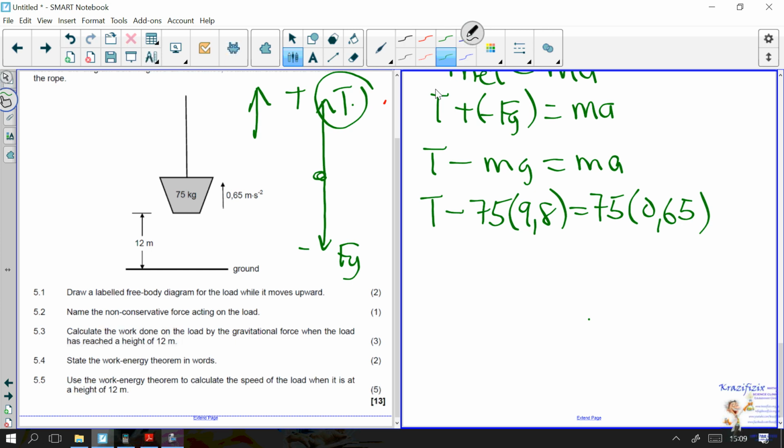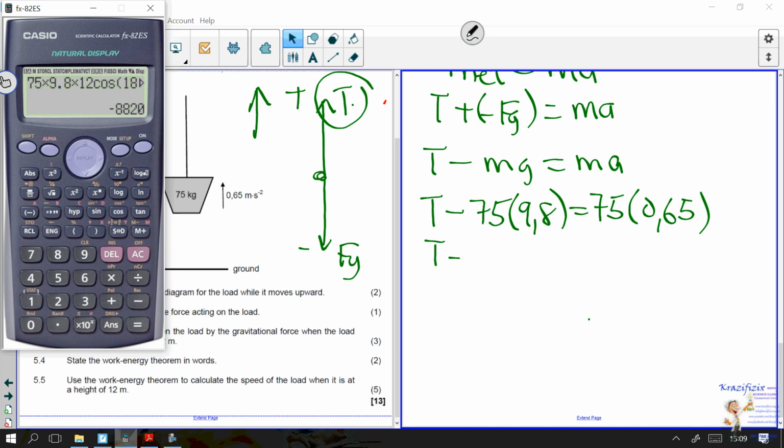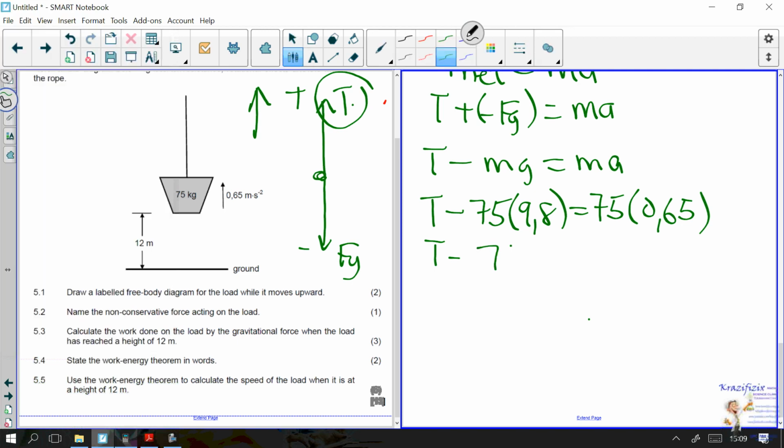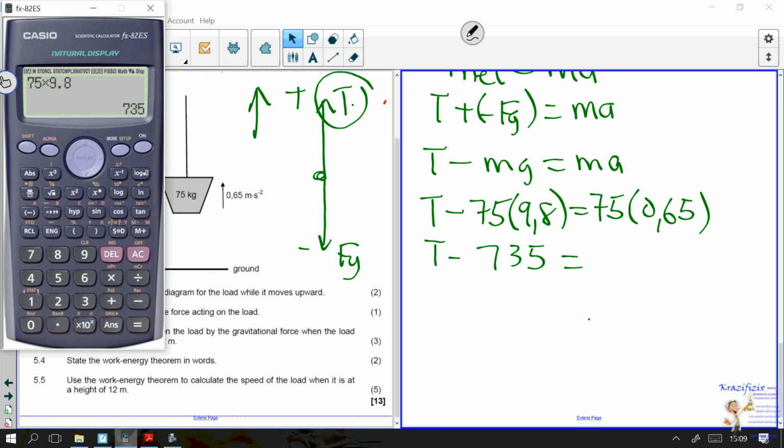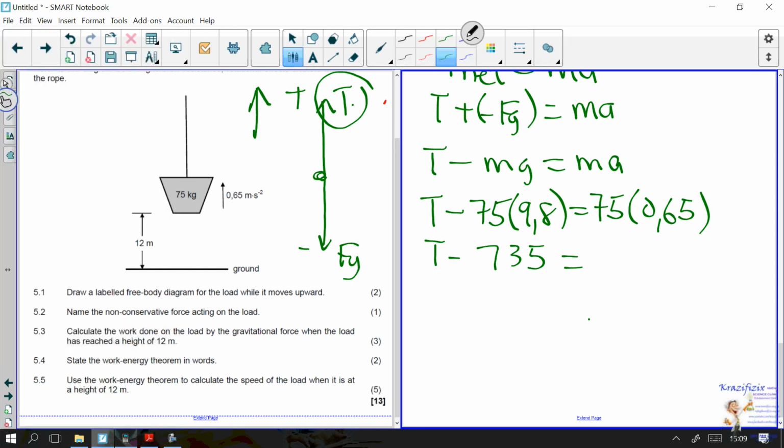Once you get your tension, it becomes very easy now. For somebody who really cannot see a whole lot of things, it's easier to just run through this way. 75 times 9,8. What would that give us? 735. 735 equals to, let's do the next one. What is that? 75 times 0,65. What do we have? We have what? 48,75.